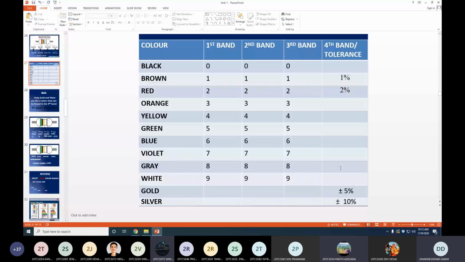Sir, if it is 5, 3, then 4 times 0, then do we take the third digit as the third color, or do we take it as the multiplier? If it is not given, it means it is a 4-band resistance. That is common sense. Okay. If it is not specified, then you assume it is a 4-band resistance. Clear? Clear all of you?